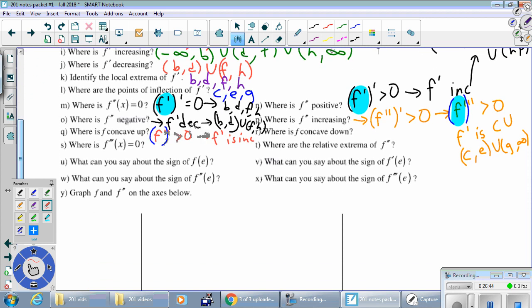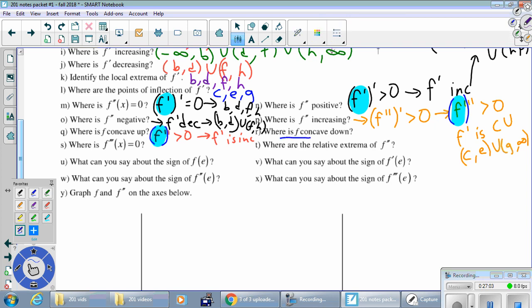So hopefully you're getting the idea here that the goal is to translate the given information until you can read something off of the graph that's given. In this case, it's F prime, so everything on this page needs to get translated to something we can read from the graph of F prime. Okay, that was Q. Moving on to R.